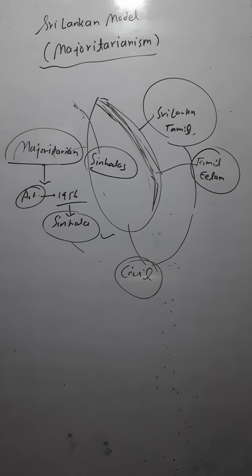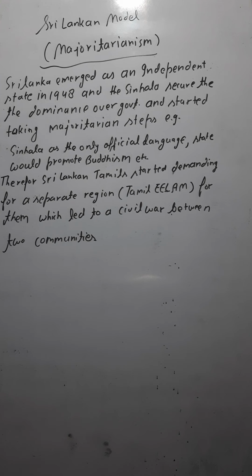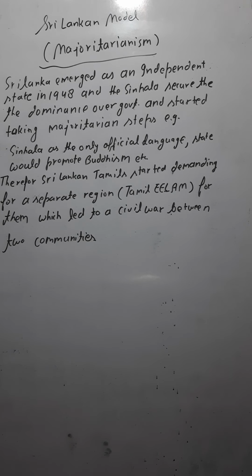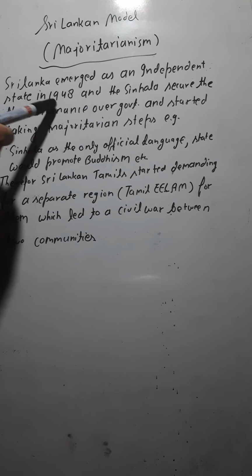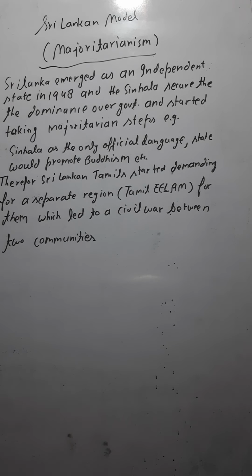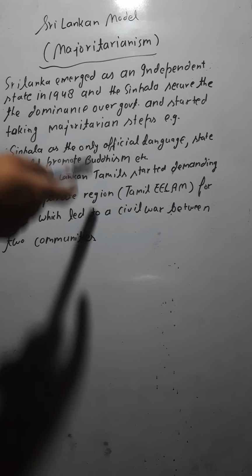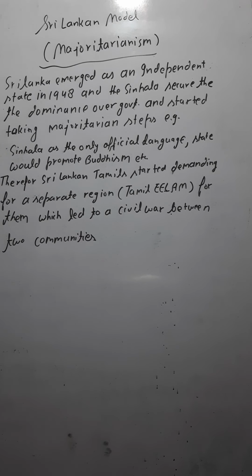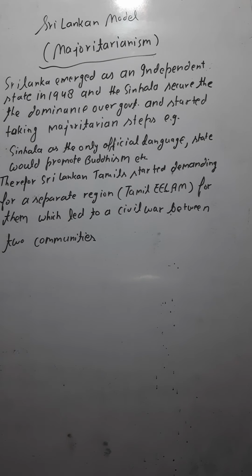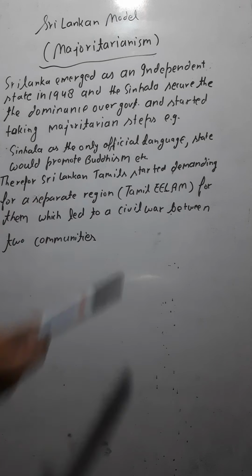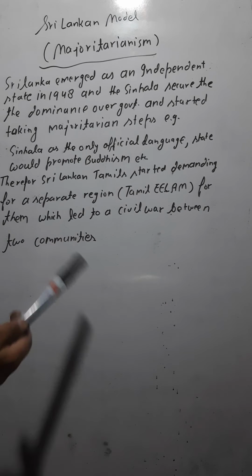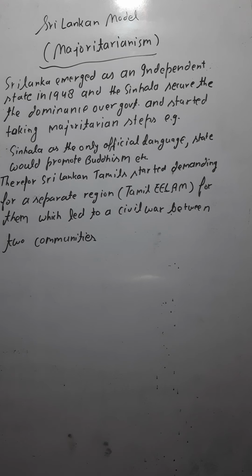Okay, so let me write this now. This is what you have to write in your notebook. About Sri Lanka: Sri Lanka emerged as an independent state in 1948, and the Sinhala secured dominance over the government and started taking majoritarian steps. For example, Sinhala is the only official language, and the state would promote Buddhism. So these are some majoritarian steps. Therefore, the Sri Lankan Tamils started demanding a separate region where they would have total autonomy or total power, that is Tamil Eelam, which led to a civil war between these two communities. So that is what you have to write about Sri Lanka.